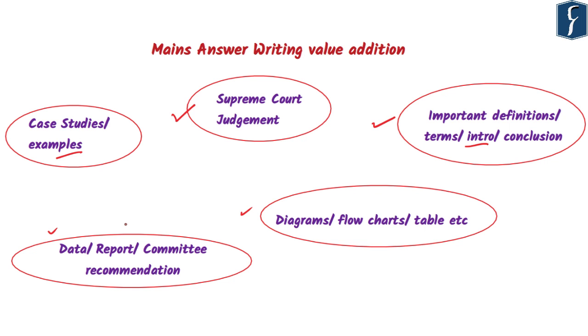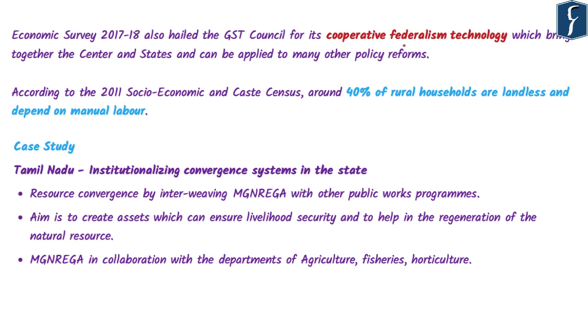It will also include reports and recommendations of committees. Today we saw a term, cooperative federalism. This we saw in the context of the GST Council, because it brings together the center and the states, and they can chalk out the differences among them to move forward for a policy reform. This was introduced by Economic Survey 2017-18. Now you can think of more cooperative federalism examples apart from the GST Council. If you can think of any, please let us know.